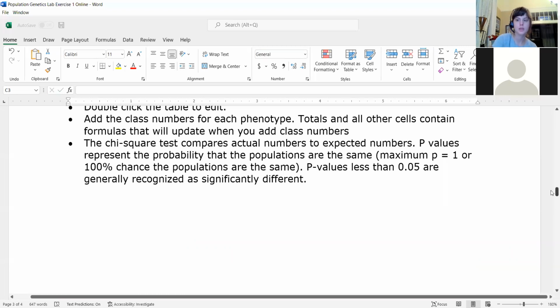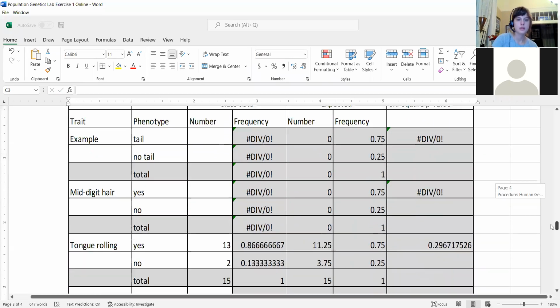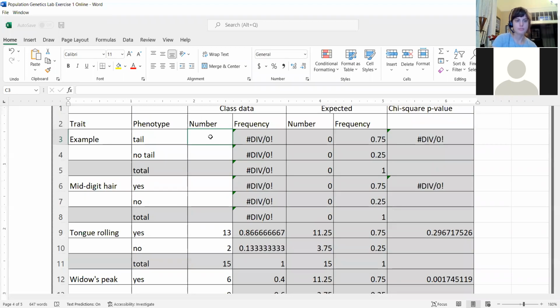Hey, come back. Stay. Okay, so let's just say we have a 50-person class, and let's say 32 of those students had a tail. What did I say, 50? 18? Yeah, okay, good.